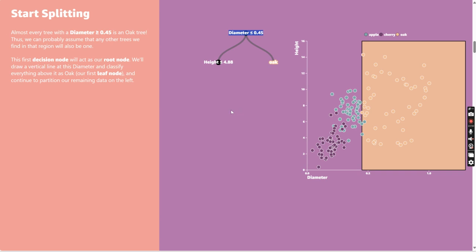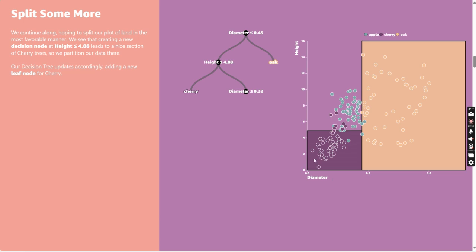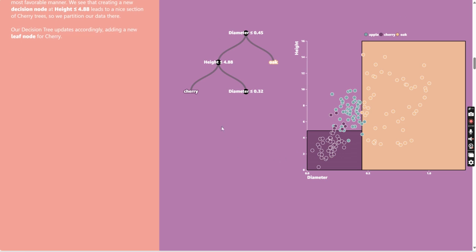The second decision is the same thing that we discussed, the cherry tree. What the model is saying is, for the second split, height is considered as the factor, not the diameter. If the height is up to a certain level, in this case 4.88, all those will be classified as cherry tree. Although there are some misclassifications, we are kind of accepting them for now.